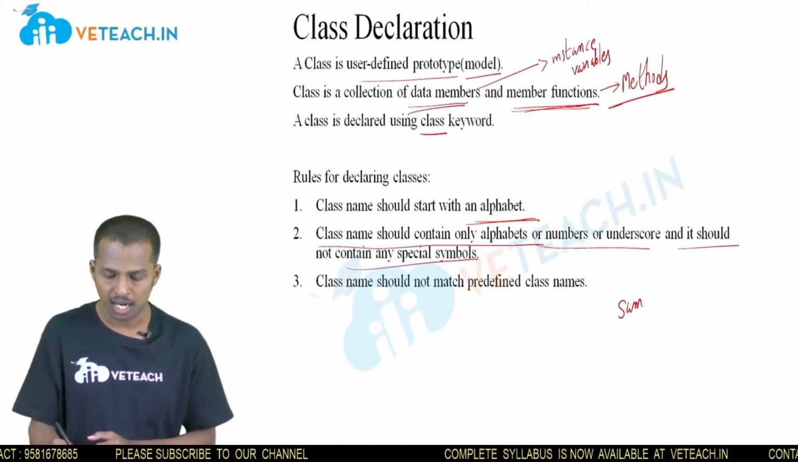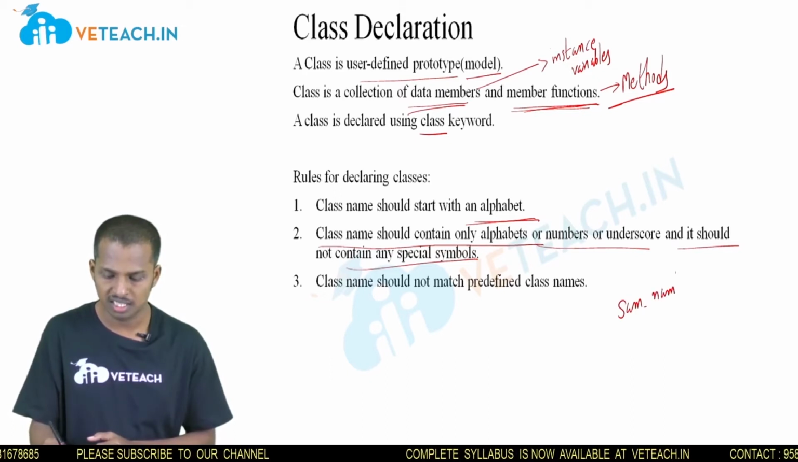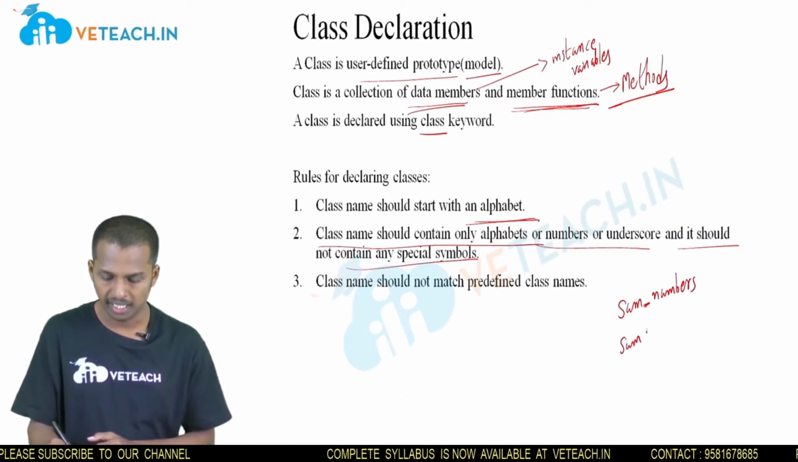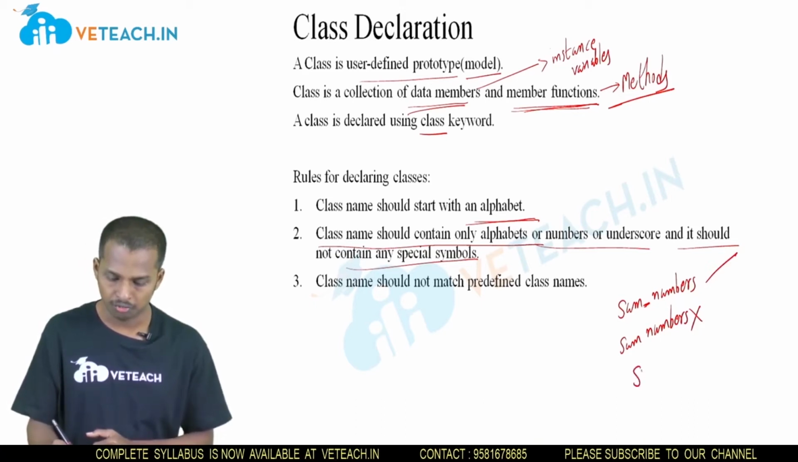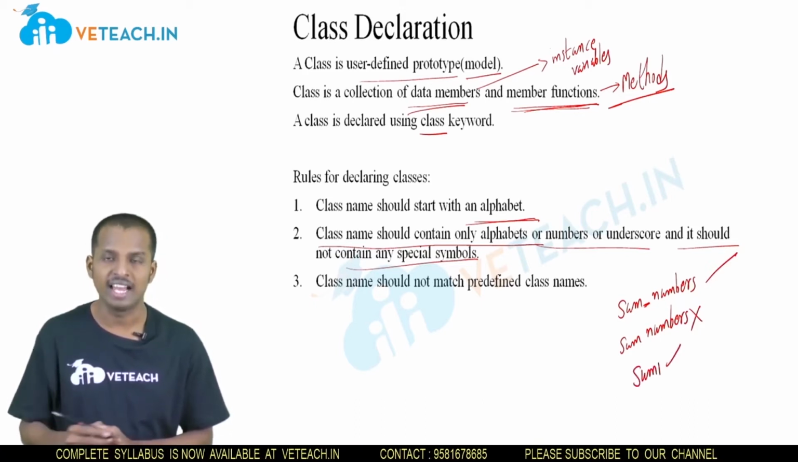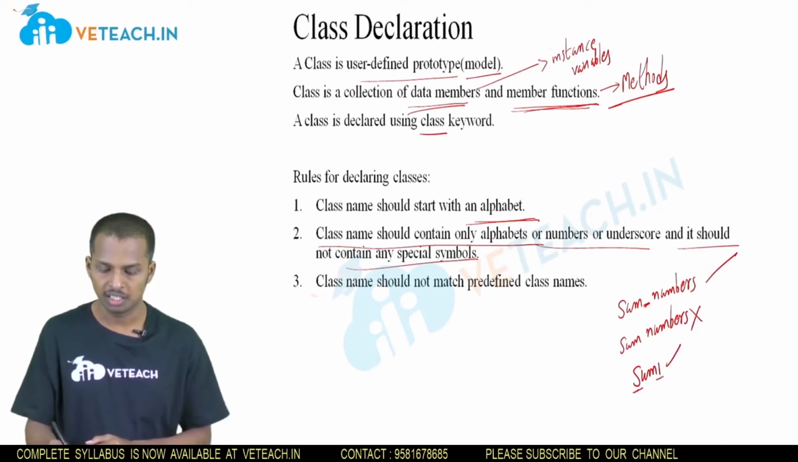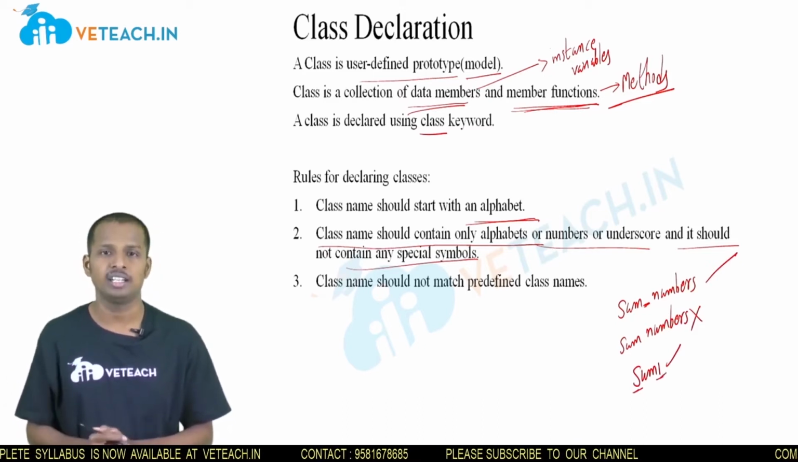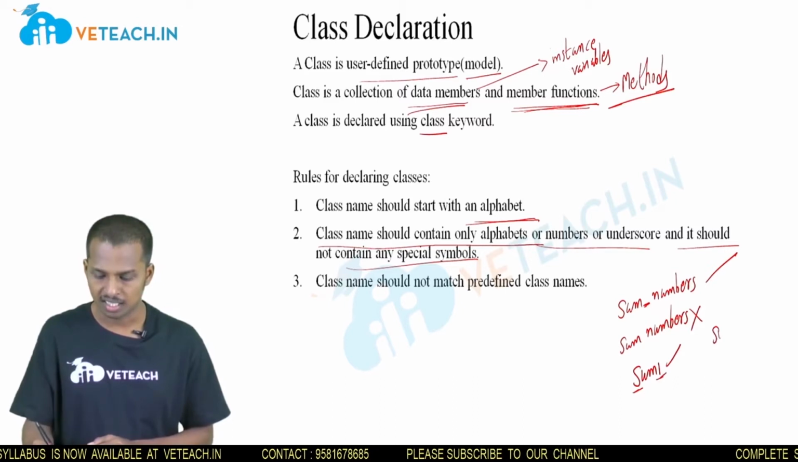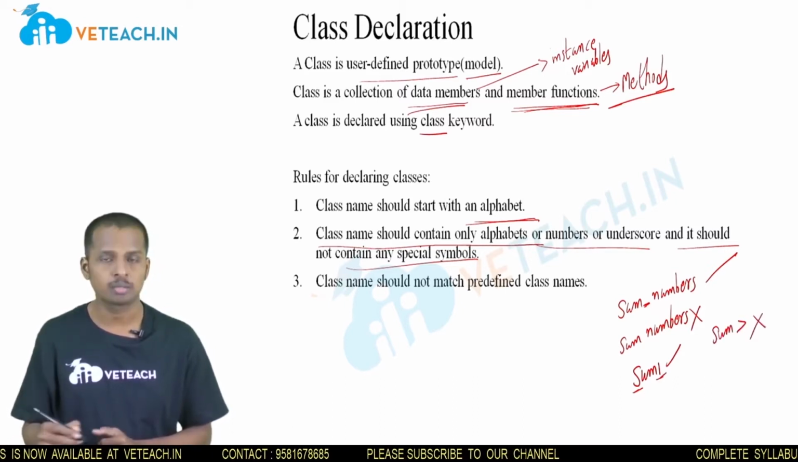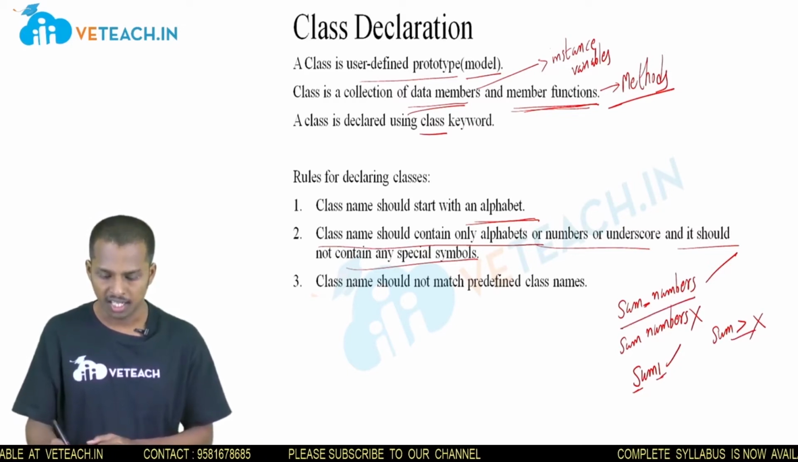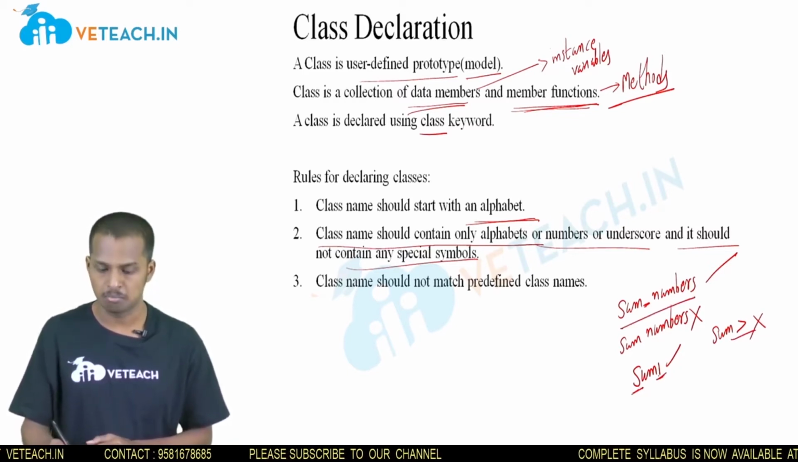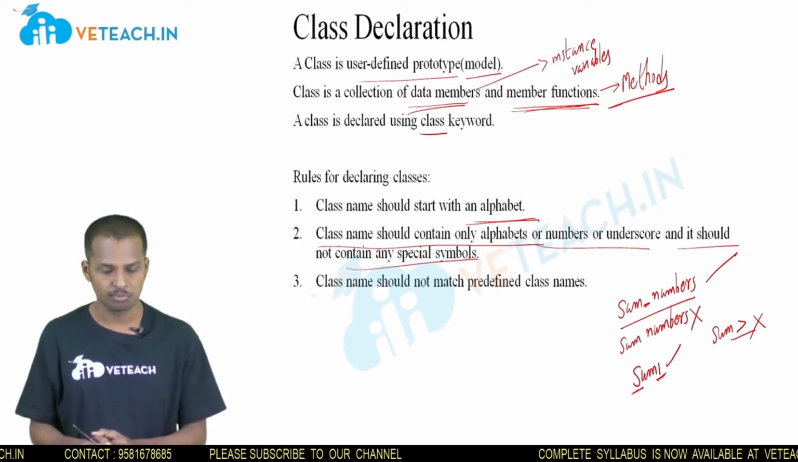For example, some underscore numbers is a valid class name. You cannot give some space numbers. It is not valid. The first one is valid. If you want to give some one, it is valid because you started with an alphabet and used a number after that alphabet. It's also acceptable. And some greater than is not acceptable because greater than is a special symbol. Underscore, alphabets and numbers can be used in class names.